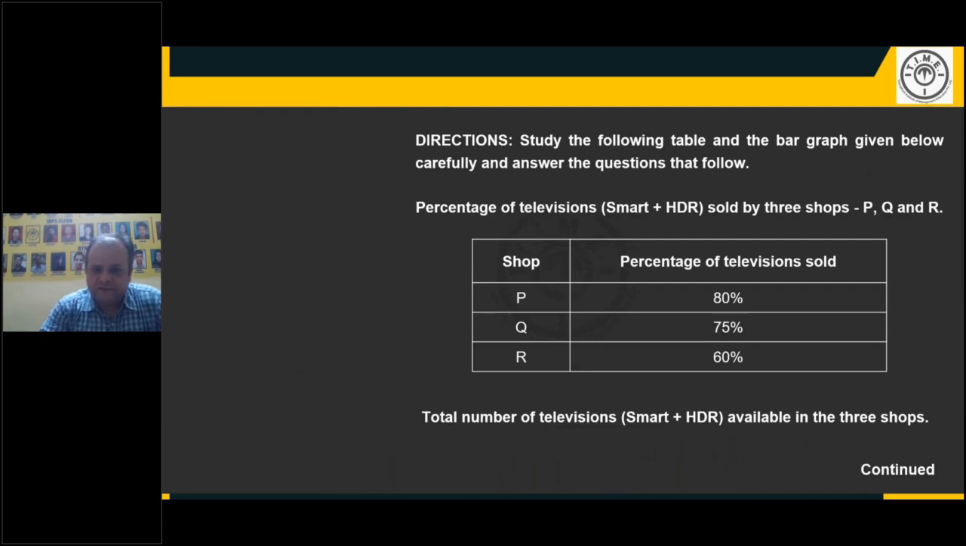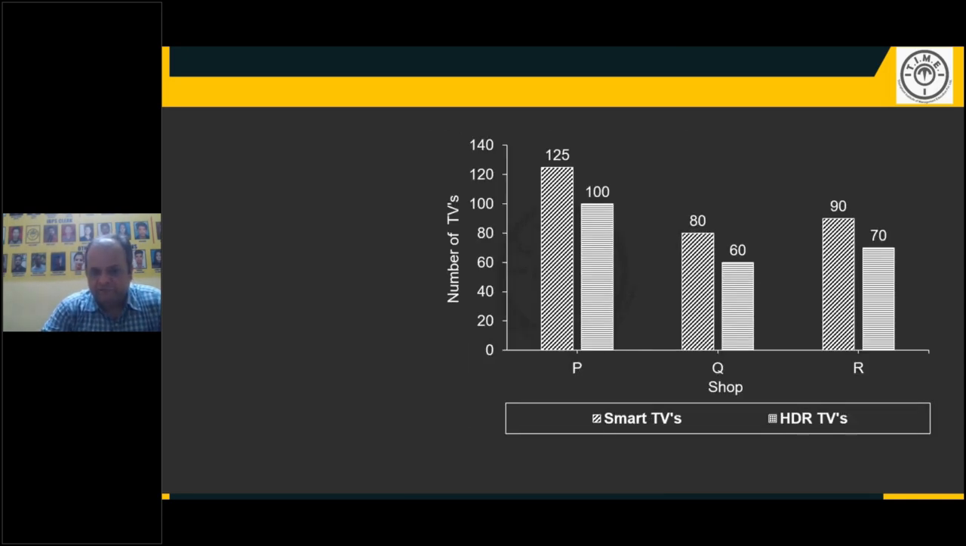Okay, so this is the next set. Just go through this, then I'll put the next slide. It gives the percentage of televisions, two types of television, smart and HDR, right? In 3 shops, P, Q, and R. The first table shows the percentage of televisions sold. So in PQR, the televisions sold are 80%, 75%, 60%. This is obviously sold of the total stock, right? The second graph gives you the number of TVs, smart TVs and HDR TVs. So for P, smart TVs is 125, HDR TVs is 100.